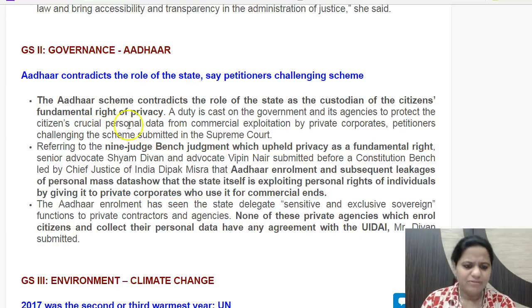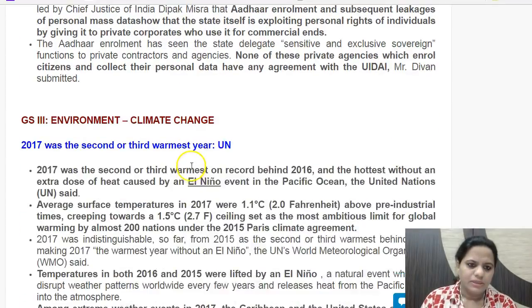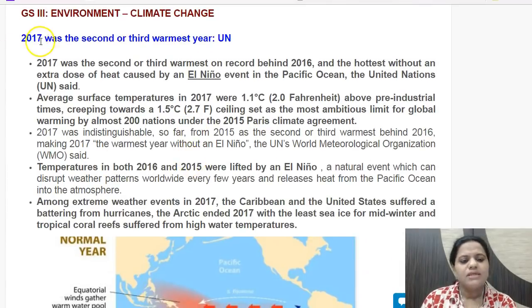So this is the second day of the hearing, details as such on the Aadhaar issue. Then next is 2017 was the second or third warmest year, UN.